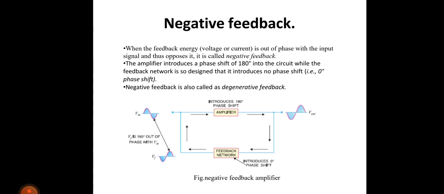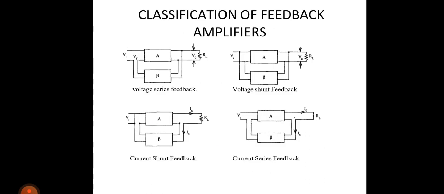Just now, as I have explained, in negative feedback we have 4 types of amplifiers. One is voltage series feedback, the second is voltage shunt feedback, the third is current shunt feedback, and the last one is current series feedback. In voltage series feedback we can see the output is voltage and the input mixing is series. Whenever the output is voltage, the connection must be in shunt.